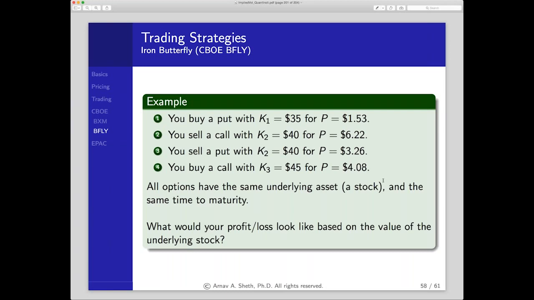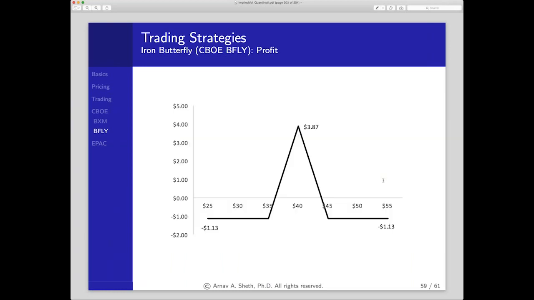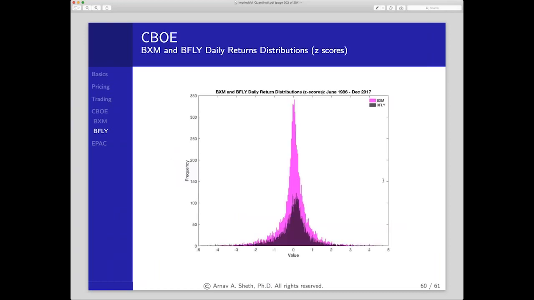So I just put some numbers to this just to make it a little bit more concrete. And this is what your profit looks like. So here what you're doing is you are going short volatility just like you were with the reverse straddle, but you are exaggerating your payoff a little bit here. Okay.